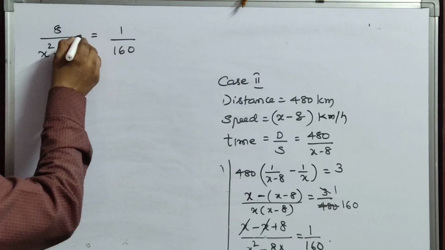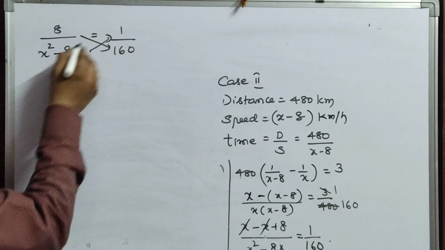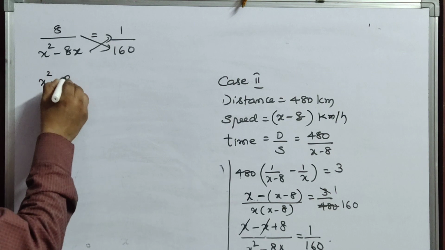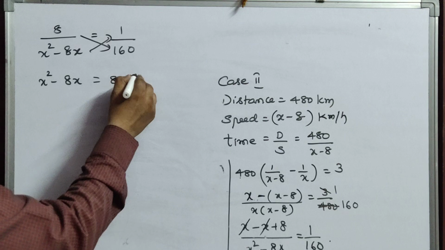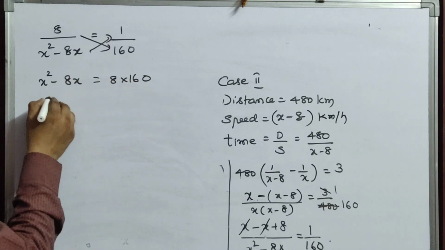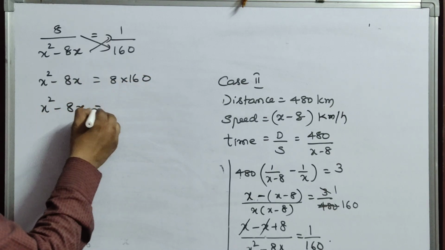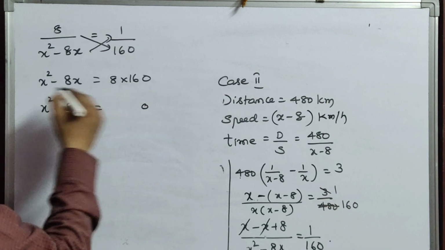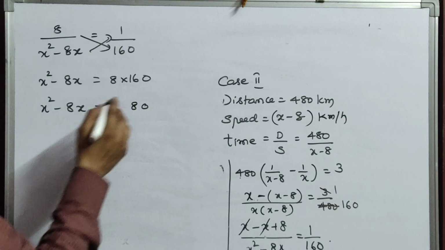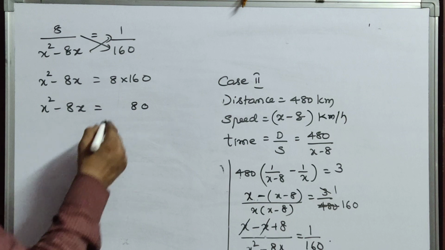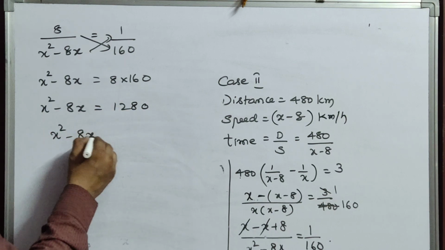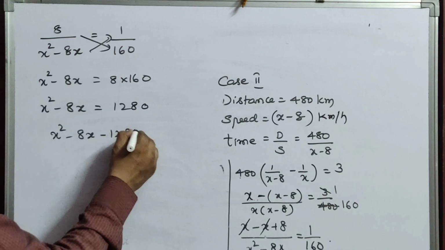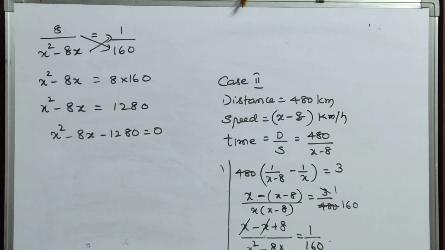Do cross multiplication, children. x square minus 8x into 1 is the same, and 8 into 160. So x square minus 8x equals 8 zeros are 0, 8 sixes are 48, 8 ones are 8 plus 4 is 12, so 1280. So x square minus 8x minus 1280 equals 0 is the quadratic equation. Is it clear, children?